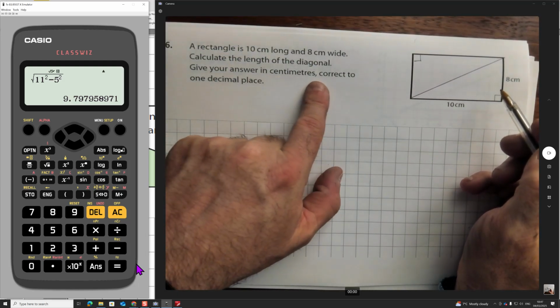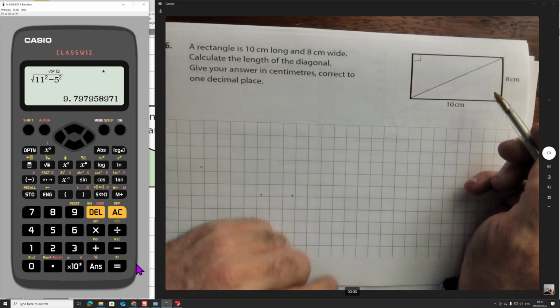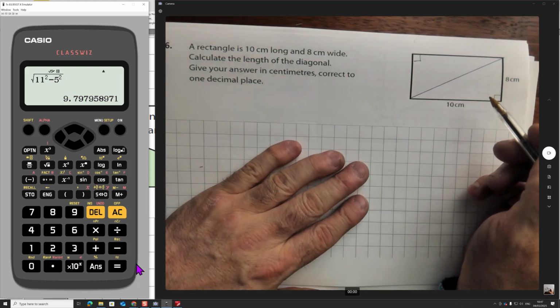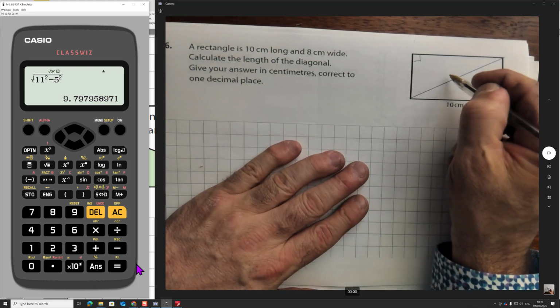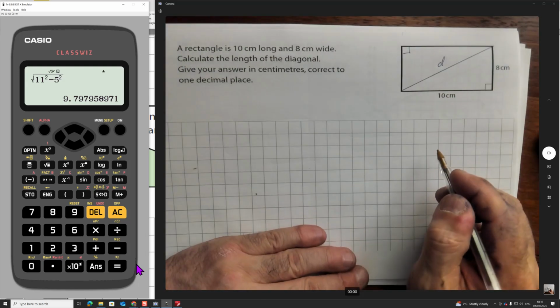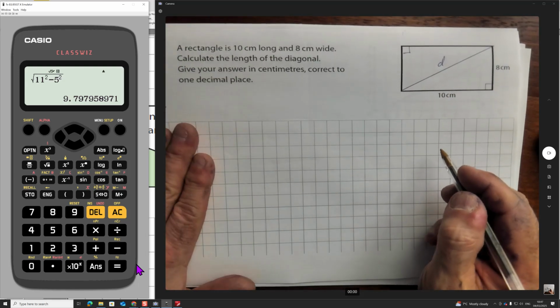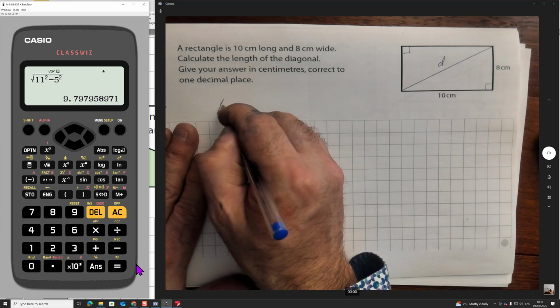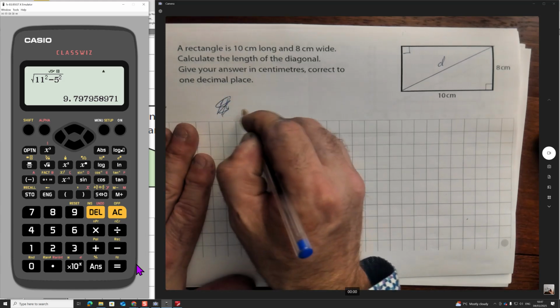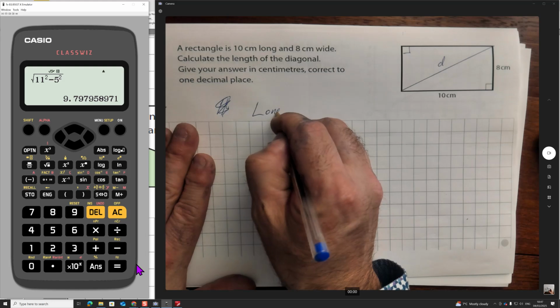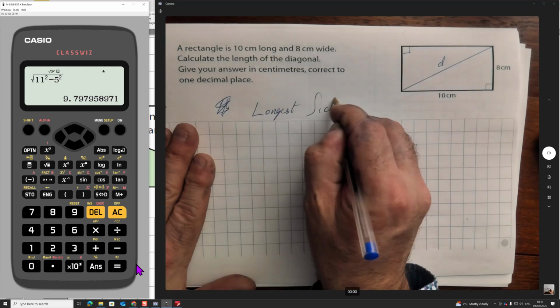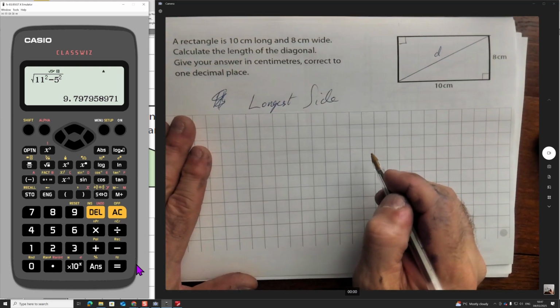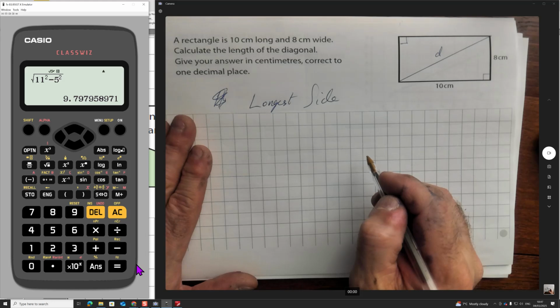Okay, and give your answer in centimeters correct to 1 decimal place. Right. So let's say D for diagonal. Let's identify that it is a hypotenuse. Don't want to spell it out each time, so let's just call it longest side. And give your answer in centimeters correct to 1 decimal place.